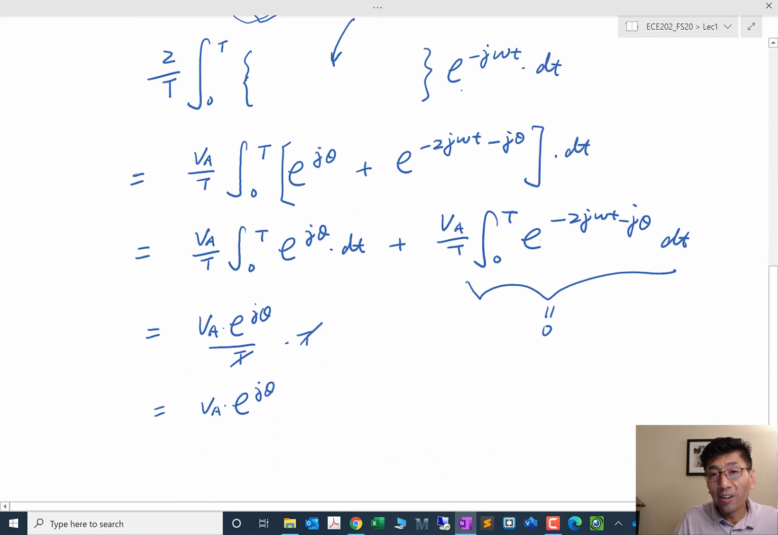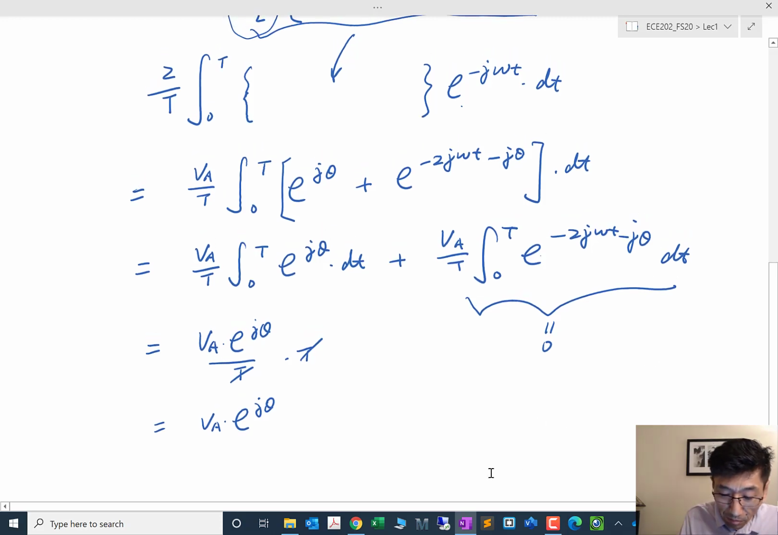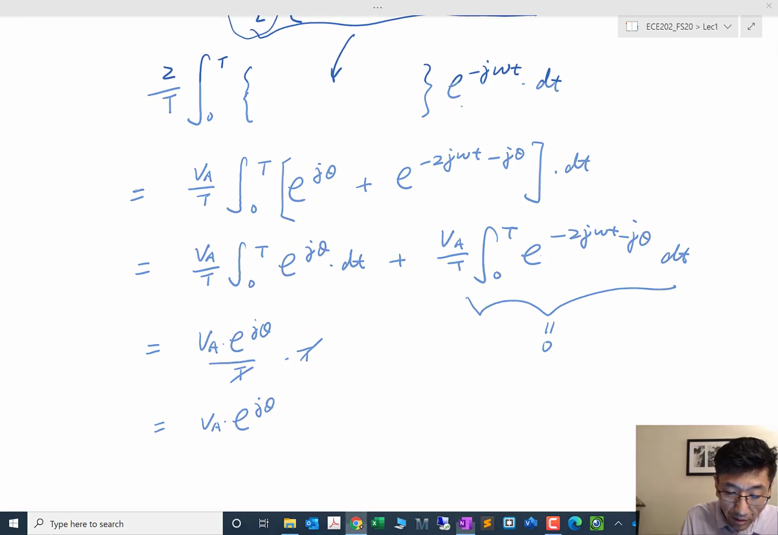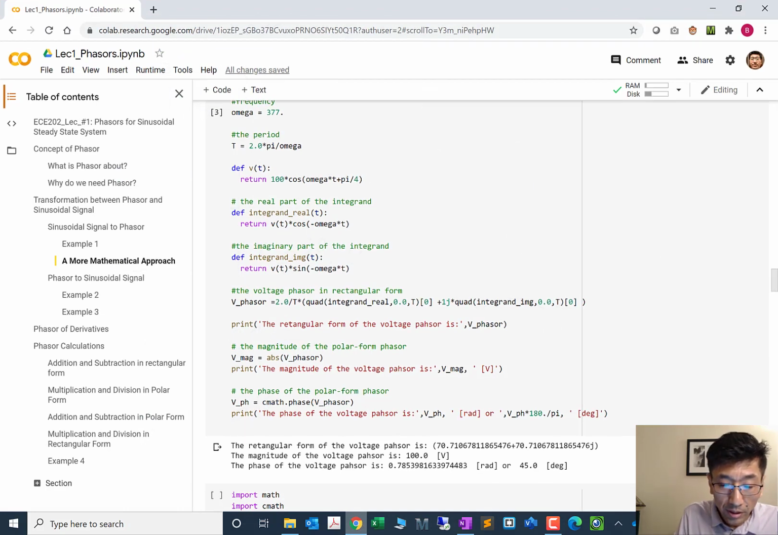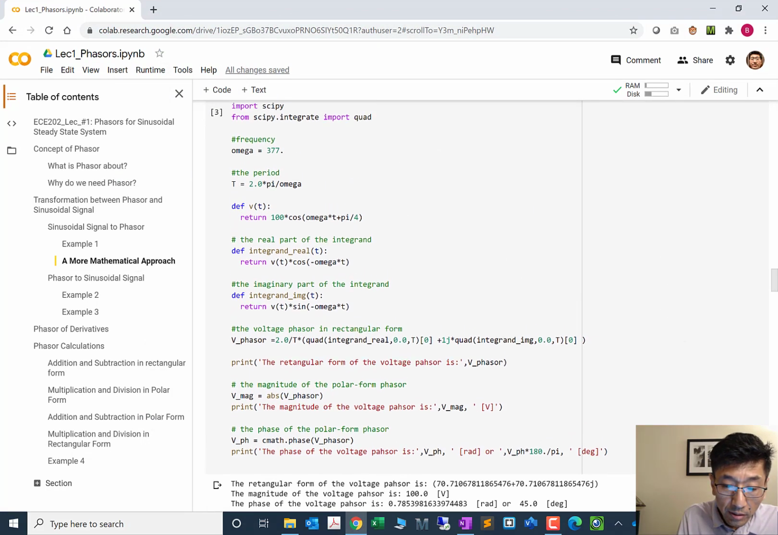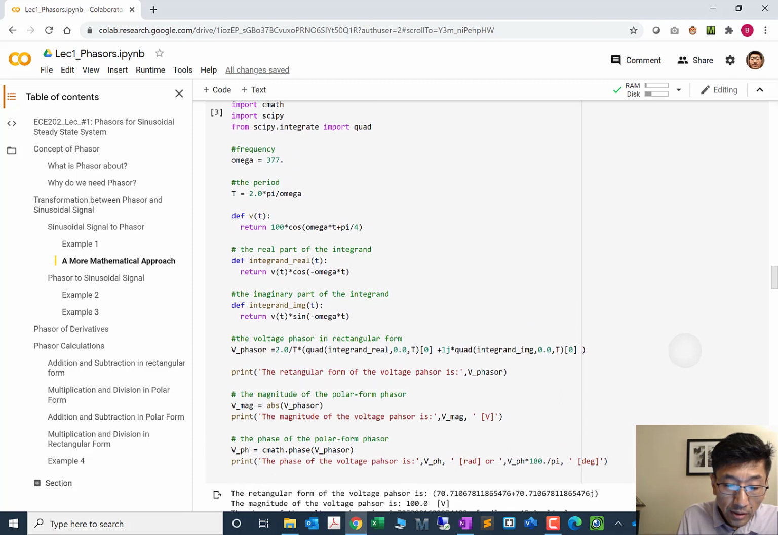So what is it used for? Since this is mathematical, we actually can use a program, and I have a Python code to show you here. This is the function that I have: 100 times cosine of omega t plus pi over 4. So we know the polar form of the phasor should be 100 times e to the j, and the phase angle would be pi over 4, right?